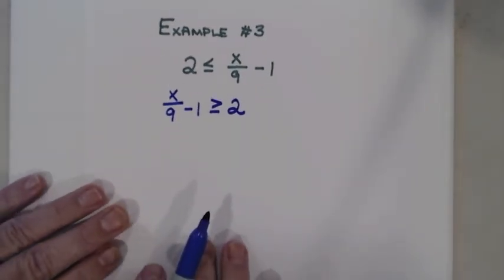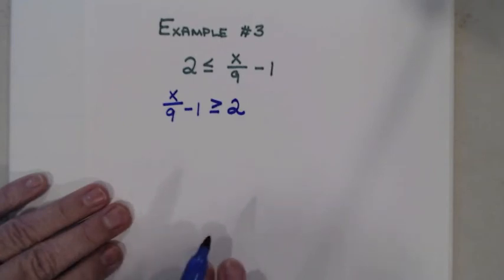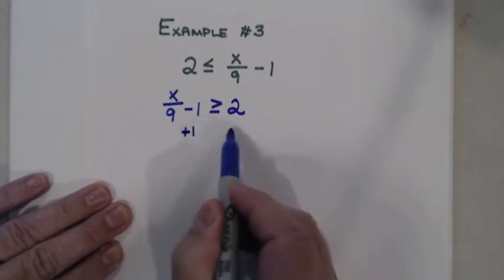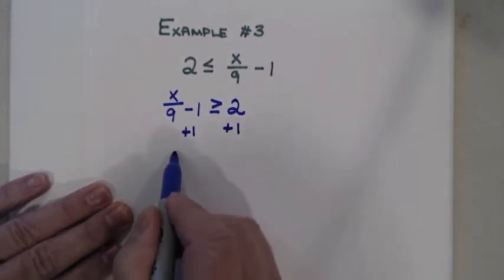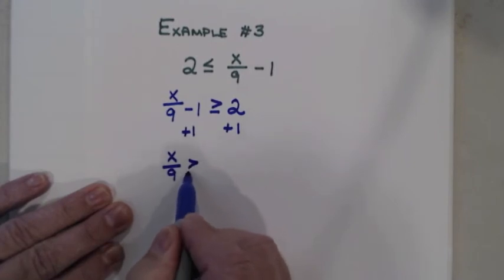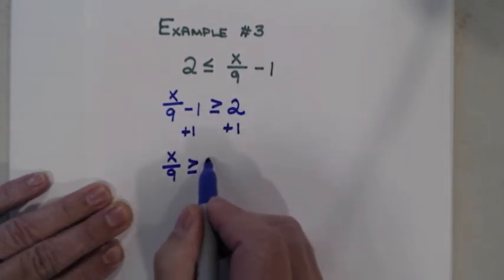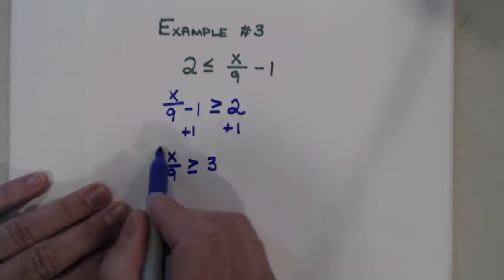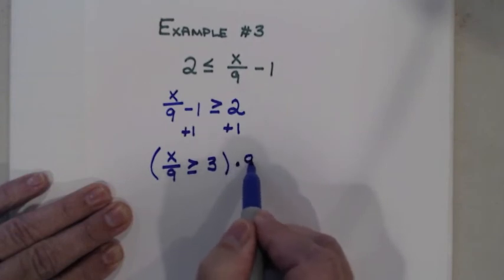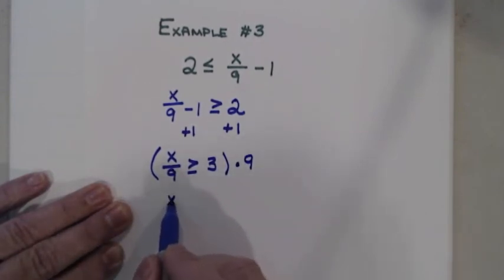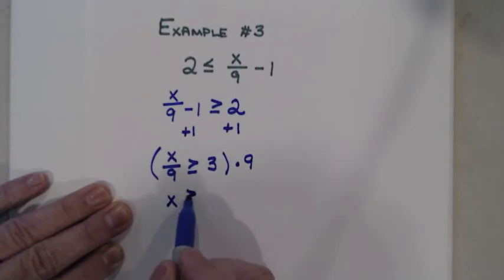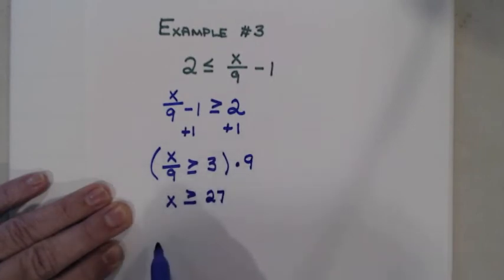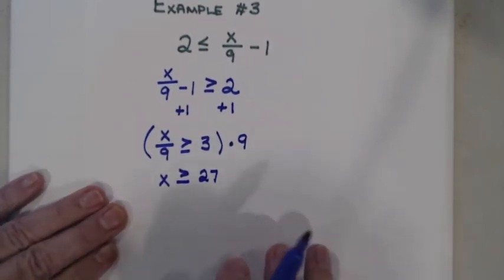Now I'm ready to solve this just like I would a two-step equation. I need to add or subtract first, then multiply or divide. Opposite of negative 1, positive 1 to both sides. X divided by 9 greater than or equal to 2 plus 1 is 3. I need to get rid of divided by 9, the opposite of dividing by 9, multiplying both sides by 9. The 9's cancel out. I bring down the x. No reason to switch the inequality symbol. 3 times 9, 27.